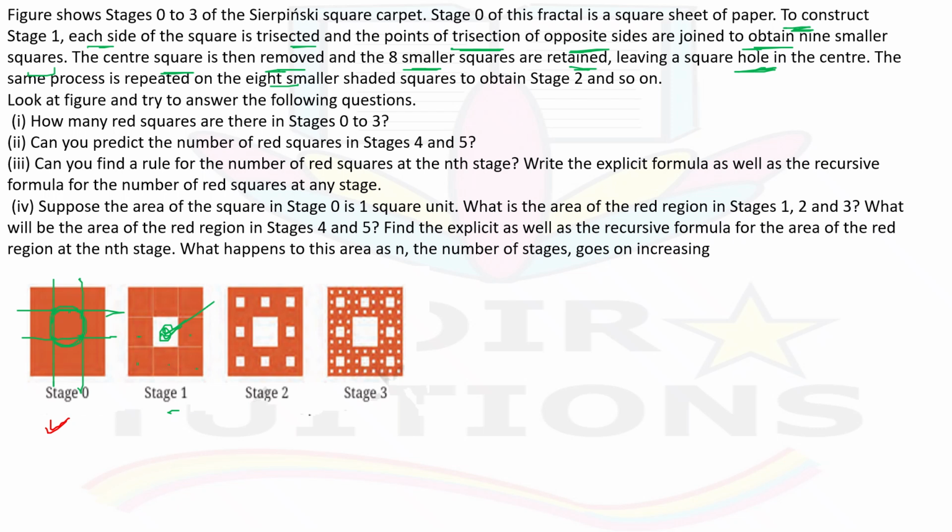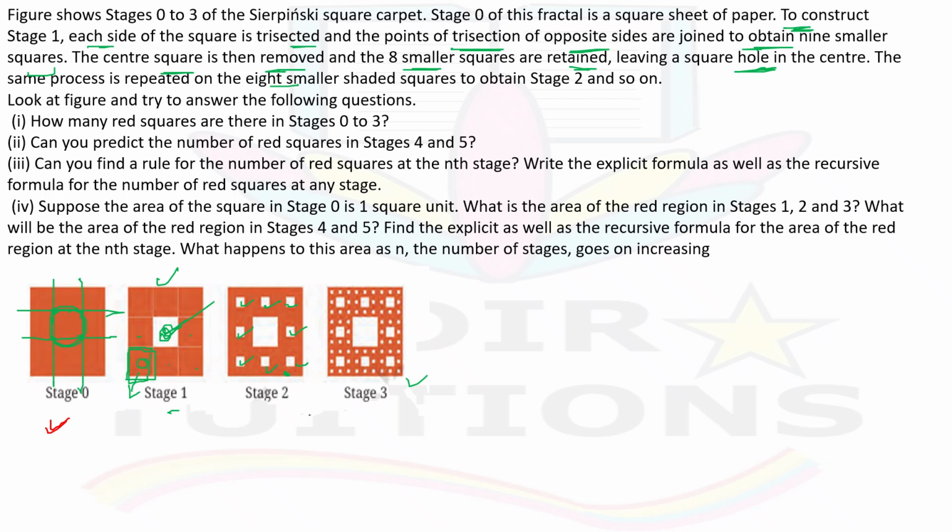So what they are saying is, the same process we did now is going to happen for each of these small squares also. See, now if I trisect each side of the smaller square, I'll be getting 9 smaller squares inside that, and the center square will be removed. That is what this one is. Like that, each of the 8 squares is going to follow it. And then in the next stage, each square is going to be divided into 9 squares. Like that, these stages are going to proceed. And now by seeing this figure we are going to find the answers for the questions.